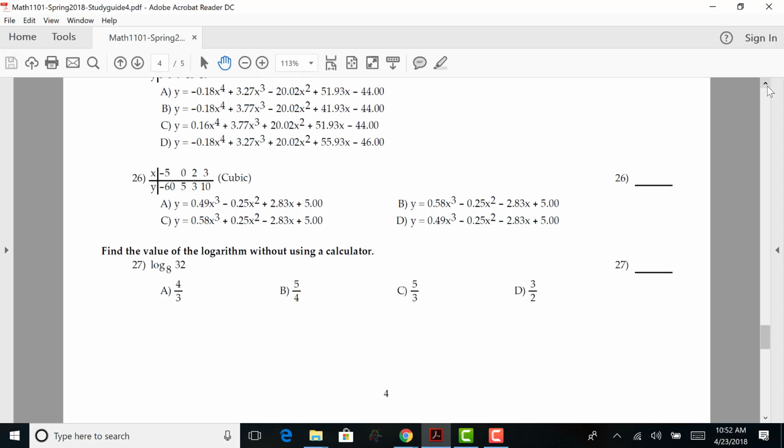Because what do you get when you do it on the calculator? Nope. 5 divided by 3. That's fine. Yeah, let me look at that one and see why they wanted you to not use the calculator with that one. 2 to the 5th power.